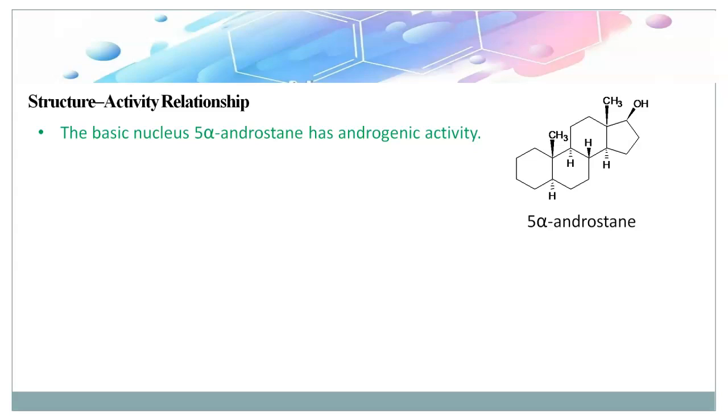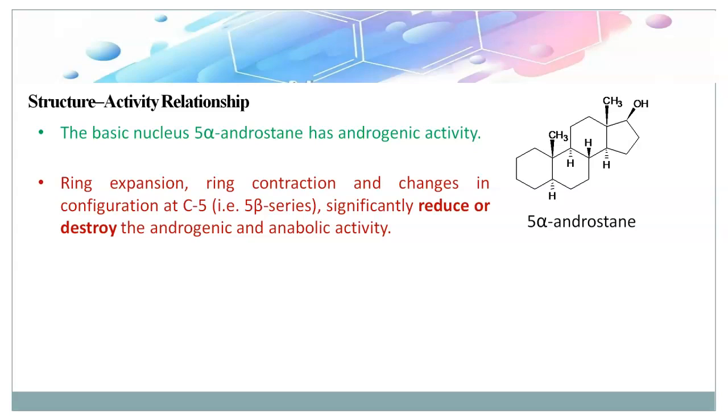Moving to the next point, the basic nucleus 5-alpha androstane has androgenic activity. If you look here, there is a hydrogen at the fifth carbon having alpha orientation. If there is ring expansion, ring contraction, or changes in configuration at carbon 5, meaning the alpha configuration changes to beta configuration, there is a significant reduction or complete destruction of androgenic and anabolic activity.